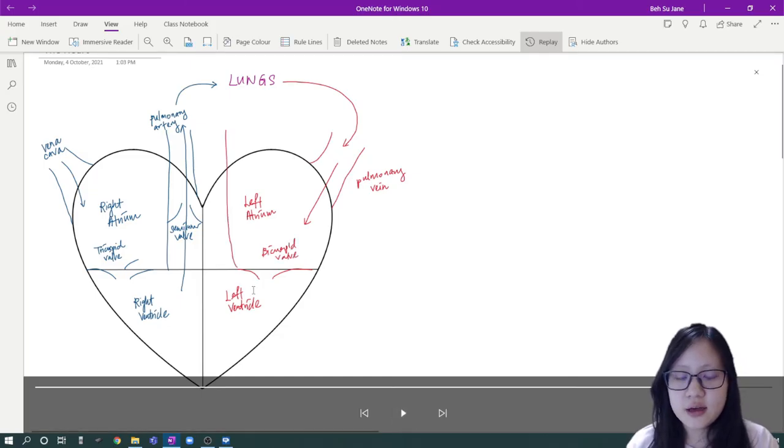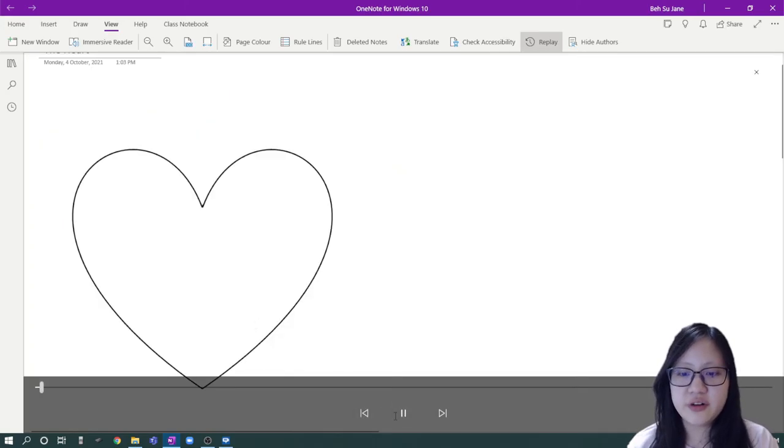And yep, blood from the left ventricle then exits through the aorta, which is drawn here, bringing that oxygenated blood to the rest of the body. So left atrium, bicuspid valve, then there is left ventricle and the aorta. Don't forget, the aorta also has a semilunar valve right there.